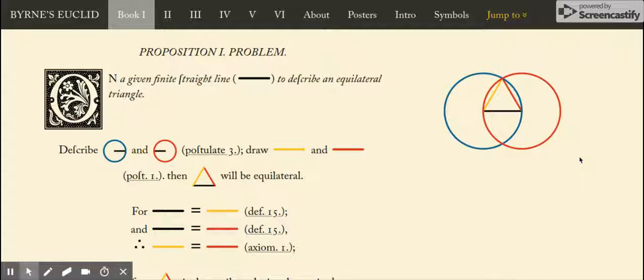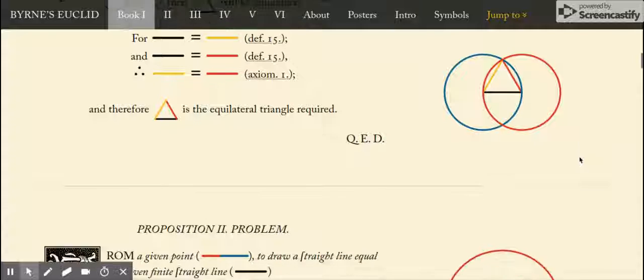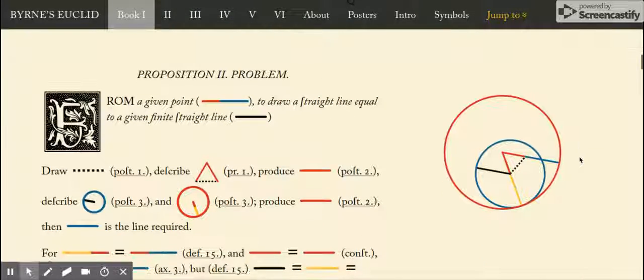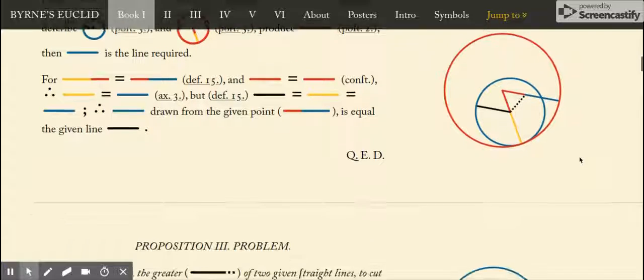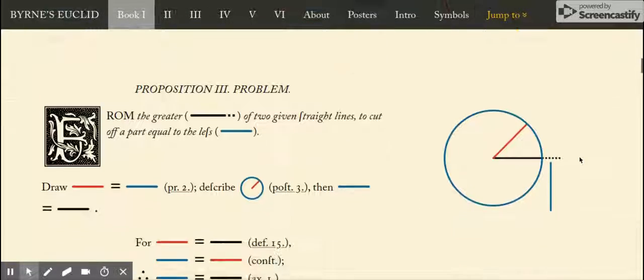So obviously this part is very tough to read, but the pictures and just the beauty of this is really amazing.